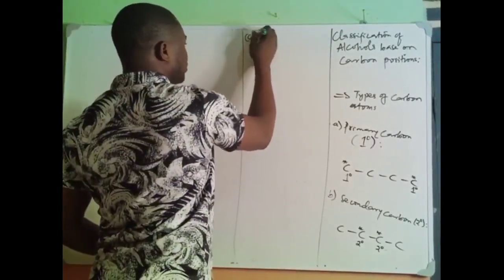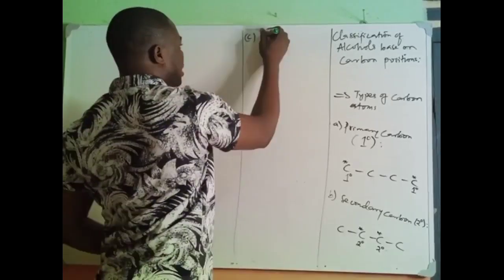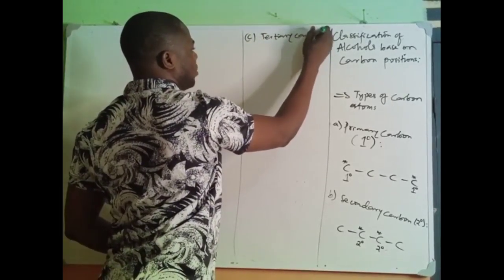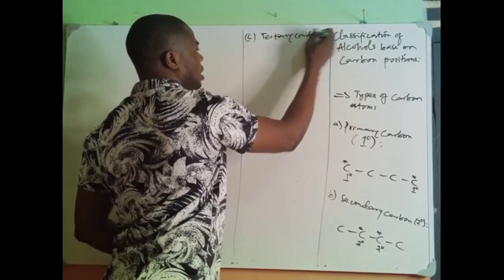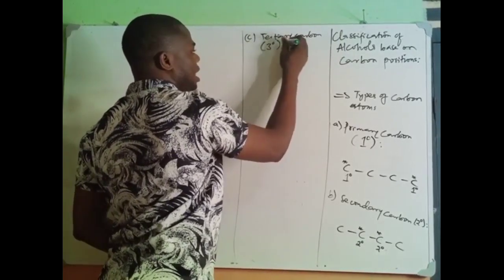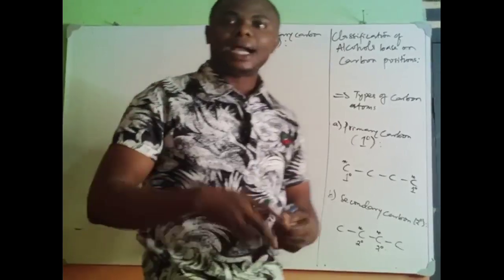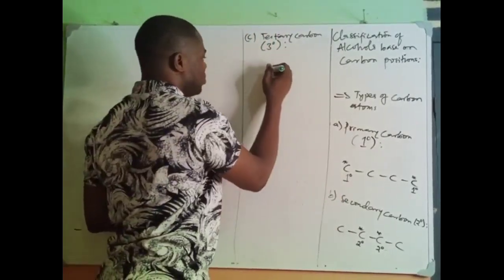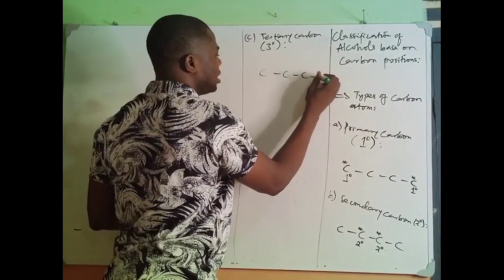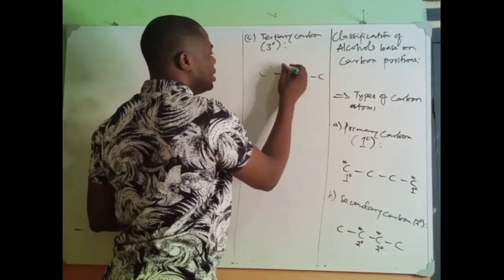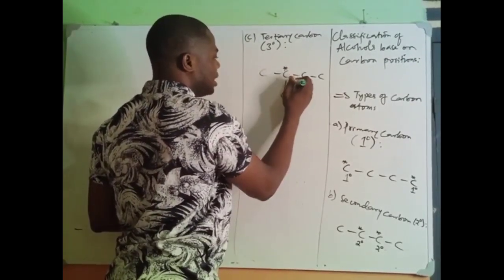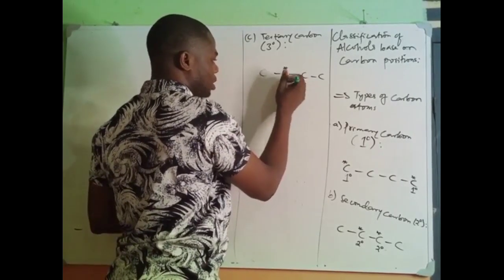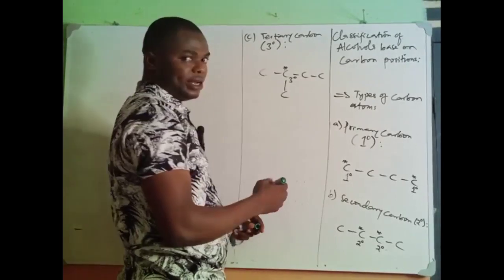Now let's look at the third one, which we call tertiary carbon. What is a tertiary carbon atom? Designated as 3 degree, a tertiary carbon is a carbon atom that has 3 other carbons directly attached to it. Example, you have something like this. So this is a tertiary carbon. That is 3 degree. You are a tertiary carbon. That is 3 degree.